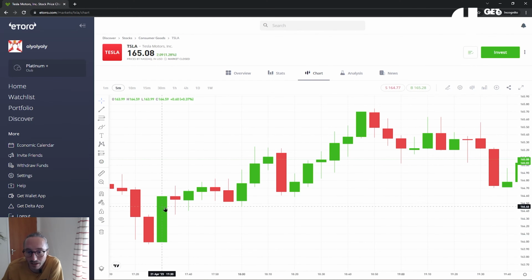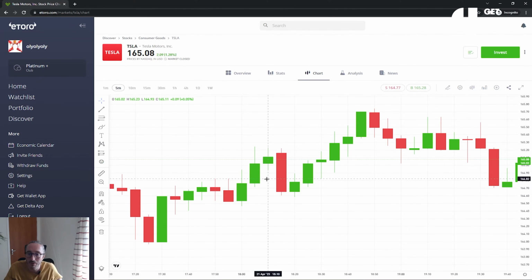If there are little or no wicks at all, like this candle here, then it indicates that the opening or closing price, depending if it's a red or green candle, was the same or very near to the highest or lowest points. For example here, you can see the highest point was 164.59 and the close was also 164.59, hence the reason why there is no wick here.